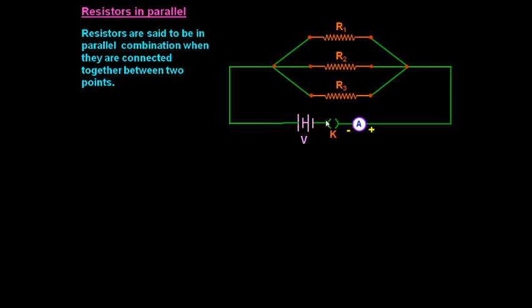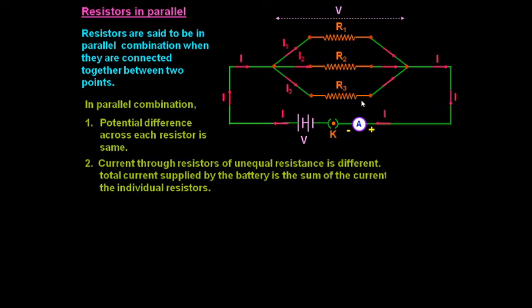So in parallel, if we close the key, then the current I passes. Now here the current will be divided. In the different wires, different resistors, different currents will pass. Again, the total current I will be coming here. But the total potential across the three resistors, because one terminal of all three resistors is connected to the positive terminal and the other end is connected to the negative terminal, so the potential difference across the three resistors must remain the same.